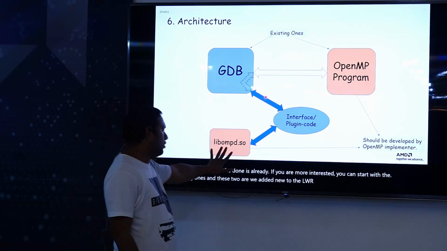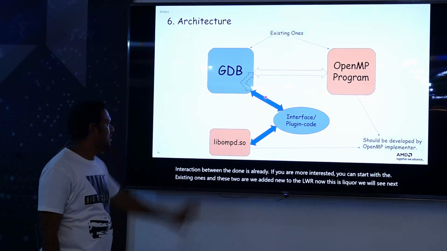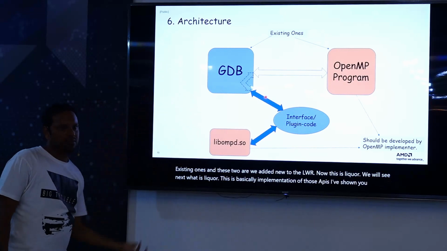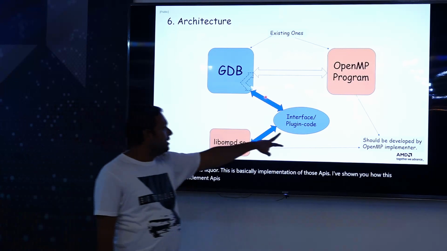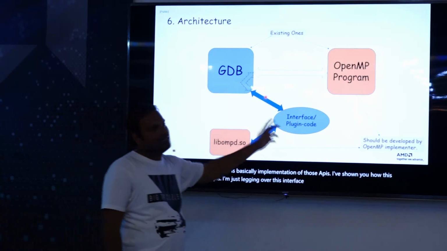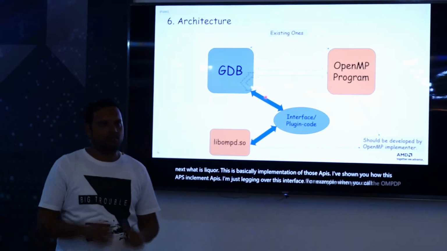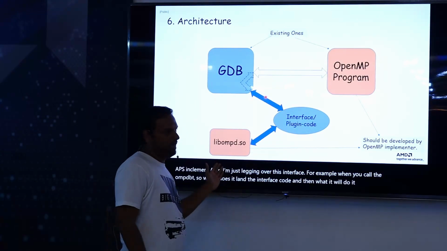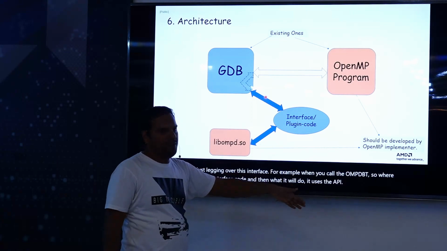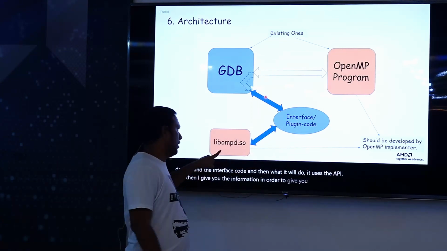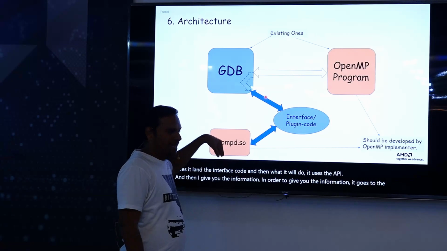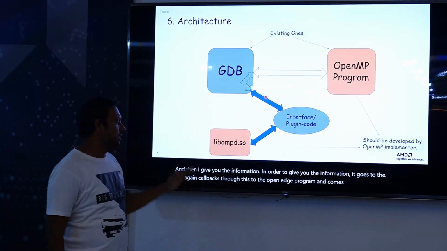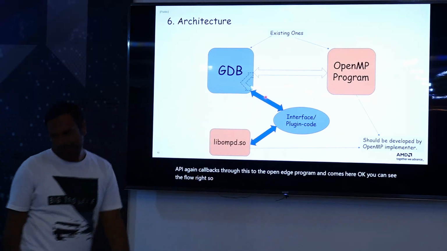Look, this is libompd.so. We'll see next what libompd.so is. This is basically the implementation of those APIs I've shown you. And this plugin code is the interface. For example, when you call OMPD BT, where does it land? The interface code. Then it uses the libompd API and gives the information. In order to give you the information, it goes to the libompd API. The API again calls back to the OpenMP program and comes here. Okay, you can see the flow, right? So all these are interlinked.